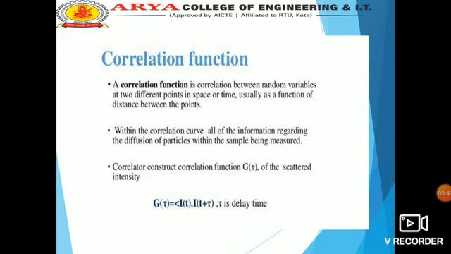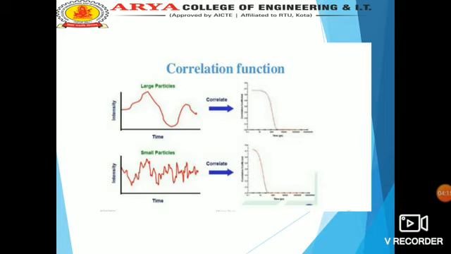The correlator constructs the correlation function, which is called G tau, of the scaled intensity. G tau is equal to I(t) into I(t plus tau), where tau is the time delay. And this is the correlation function. This is the graph between the intensity and time for large particles and small particles.